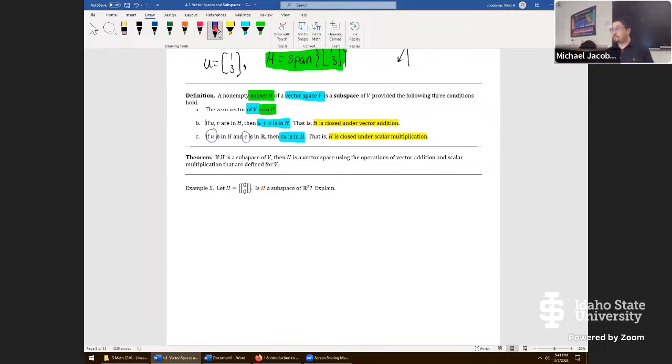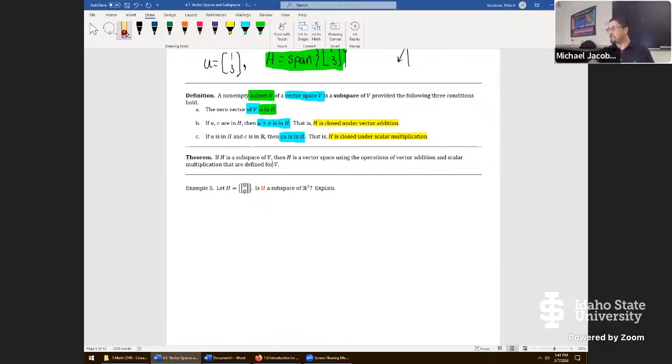Part C has to work for every single vector u and every single scalar r. So if we're trying to show something is a subspace, we can't define these vectors. We have to let them be whatever they could be, unless your set has just one vector, then, well, that doesn't give us a whole lot of options.